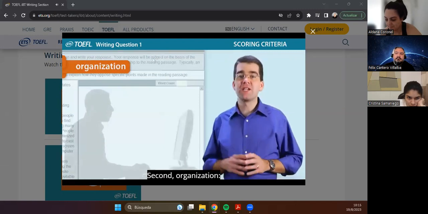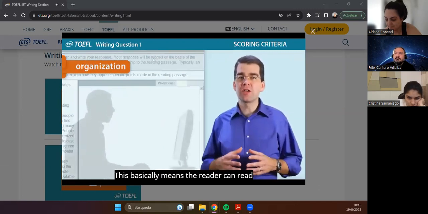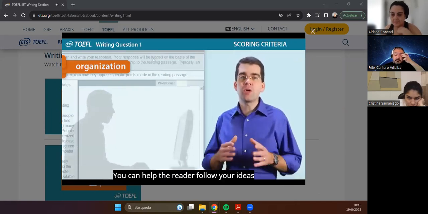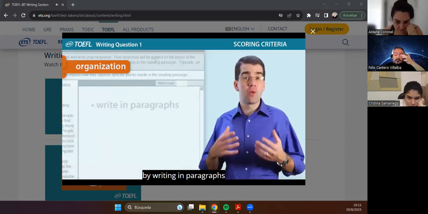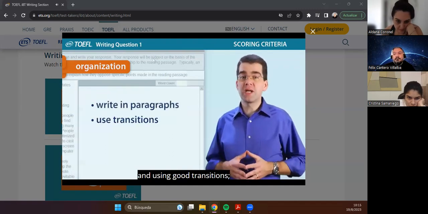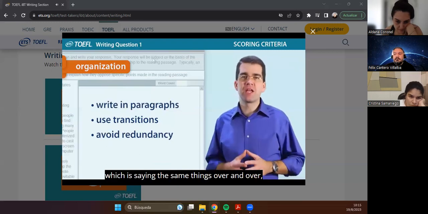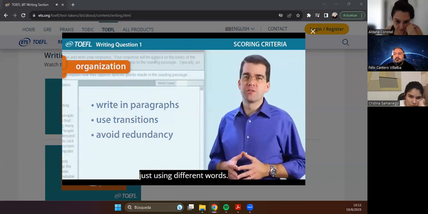Second, organization. This basically means a reader can read your essay from beginning to end without becoming confused. You can help the reader follow your ideas by writing in paragraphs and using good transitions. And avoid redundancy, which is saying the same things over and over, just using different words.